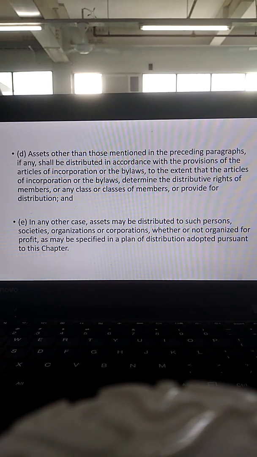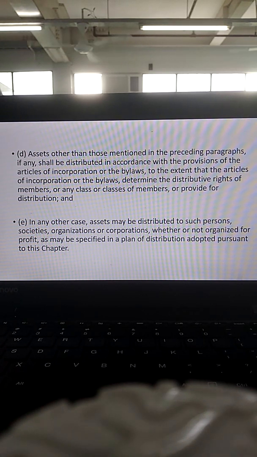Now in D, assets other than those mentioned in the preceding paragraphs, if any, shall be distributed in accordance with the provisions of the Articles of Incorporation or the bylaws. Okay? To the extent that the Articles of Incorporation or the bylaws determine the distributive rights of members or any class or classes of members or provide for distribution. Okay? Ibig sabihin, kasi other than those mentioned in the preceding paragraph. Okay? Meaning, the way or the manner of the distribution, of course, you still need to follow what is provided in the Articles of Incorporation or the bylaws.